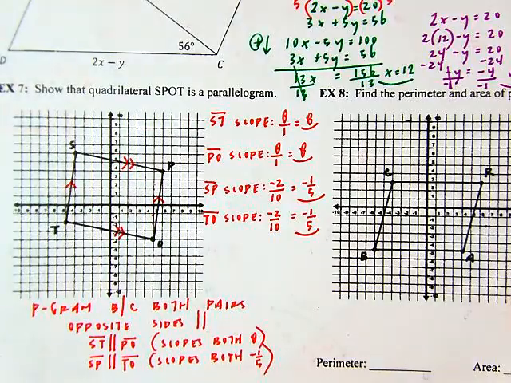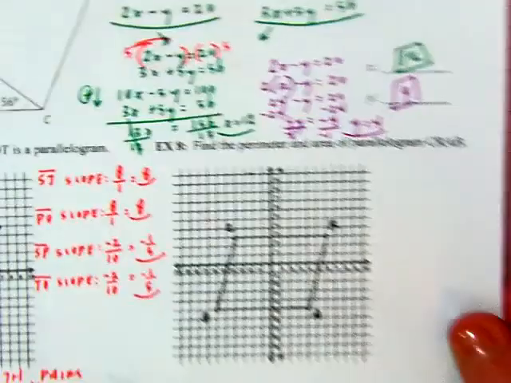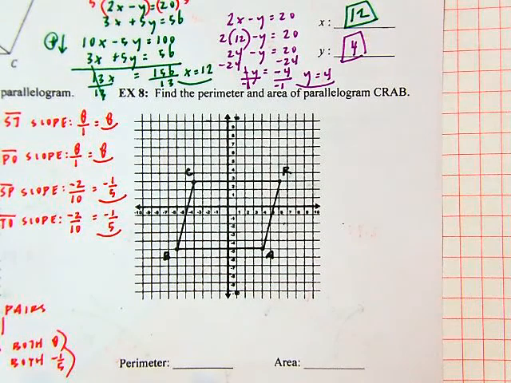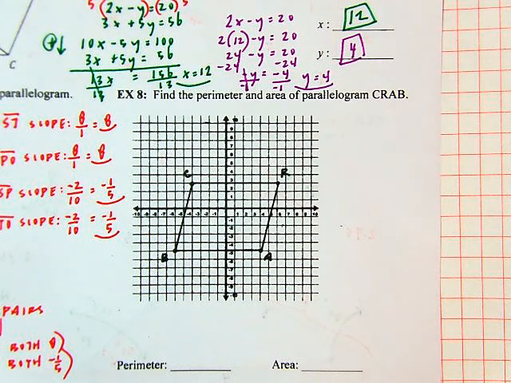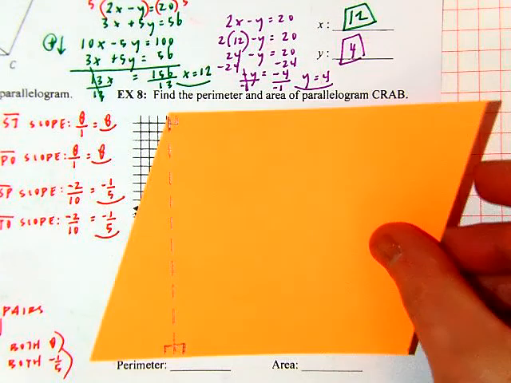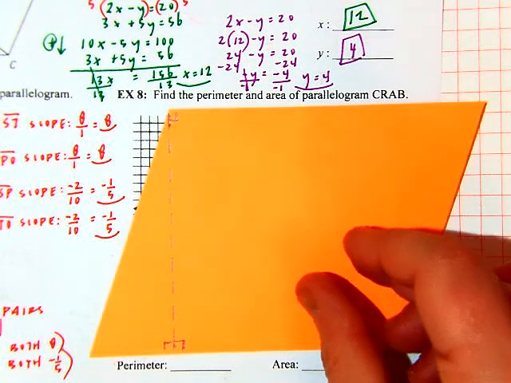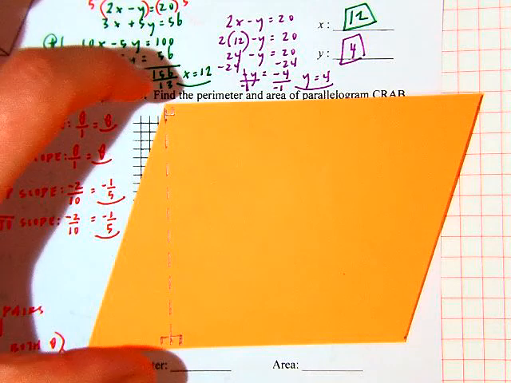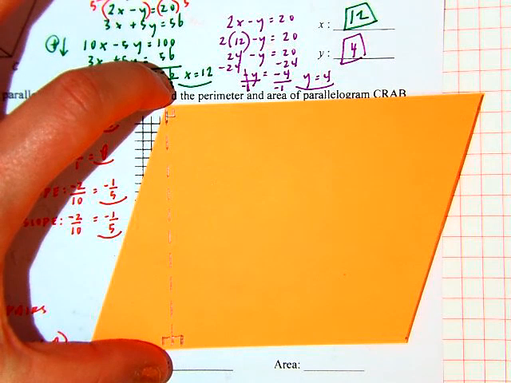All right, one last one. Find perimeter and area of parallelogram CRAB. So I just want to remind you of the formula for a parallelogram. It is the same as a rectangle. So picture, again, here is my parallelogram. So here is my base, and that perpendicular segment that connects the 2 bases, right? We know that its measure is the height.